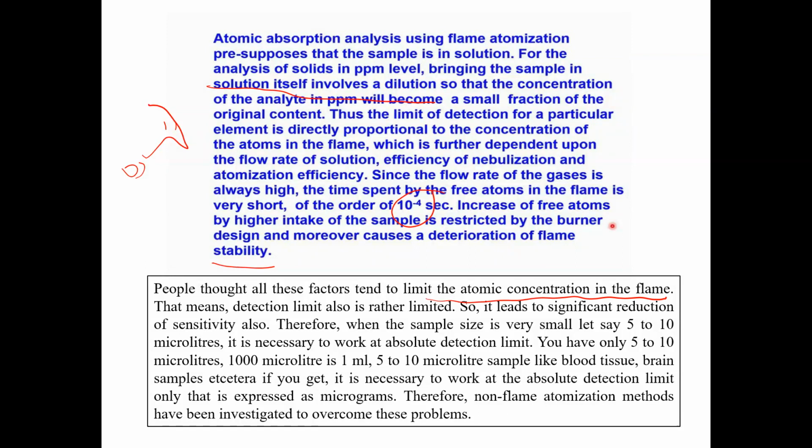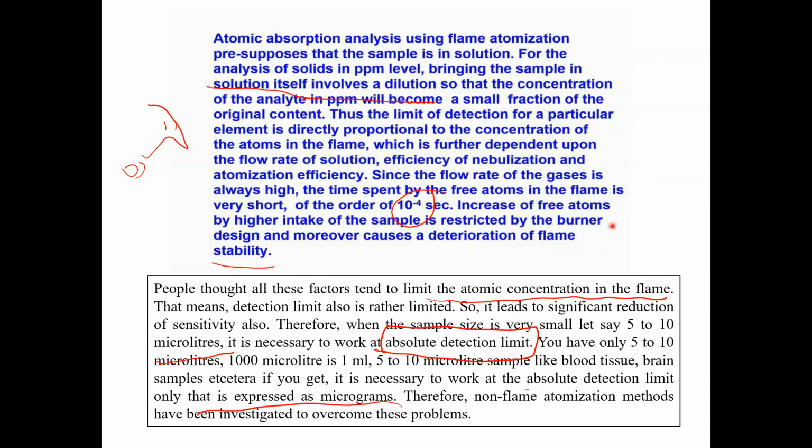Therefore, when the sample size is very small, let's say 5 to 10 microliter, it is necessary to work at the absolute detection limit. You have only 5 to 10 microliter, where 1000 microliter is 1 ml, of a sample like blood, tissue, brain sample, etc. If you get that, it is necessary to work at the absolute detection limits, which is expressed in micrograms. Therefore, non-flame atomization methods have been investigated.